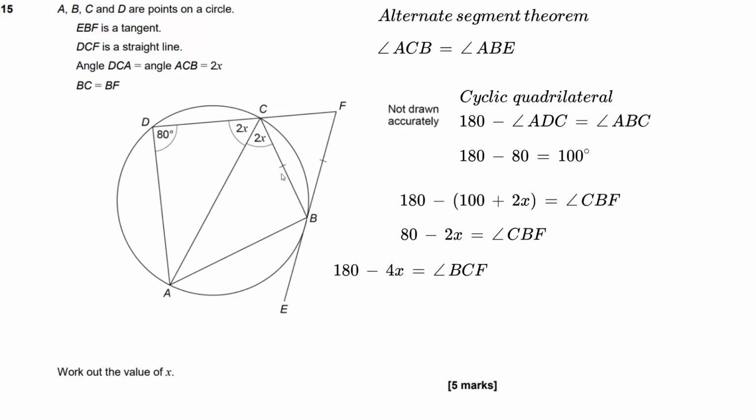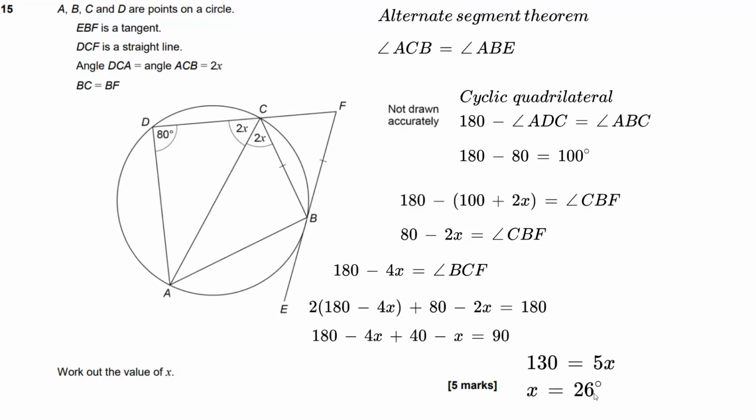Now because it's an isosceles triangle, base angles are the same, so this is the same as this. So if you times this by 2 and add whatever this angle was, which is here, you'll get 180 degrees because it's a triangle and the angles sum to 180 degrees. Like this. Divide both sides by 2, so 180 minus 4x plus 40 minus x equals 90. Rearrange, x equals 26.